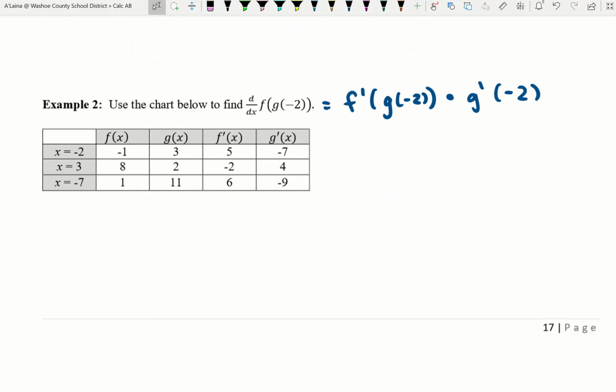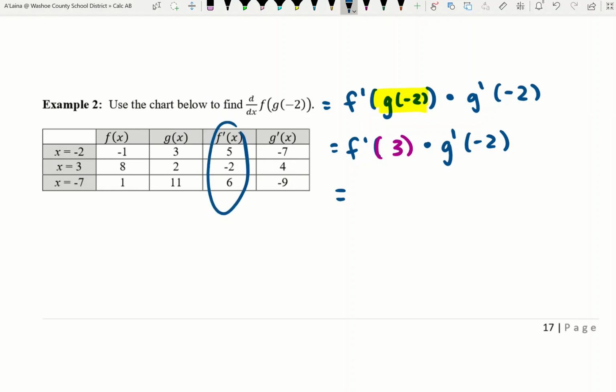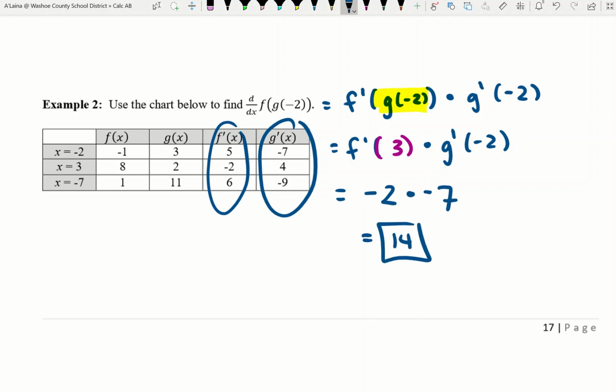And we're going to use the table to find these things. We are going to still evaluate these from the inside out, the way that you learned in previous math classes. So we'll start right here with figuring out what g of negative 2 is. So g of negative 2 is 3. So this would be f prime of 3. And then I want to multiply that by g prime at negative 2. So f prime of 3, I want to make sure I'm using this column now for f prime. F prime of 3 is negative 2. And then g prime, so now I'm using this column, evaluated at negative 2 is negative 7. And when we multiply those together, we'll get 14.